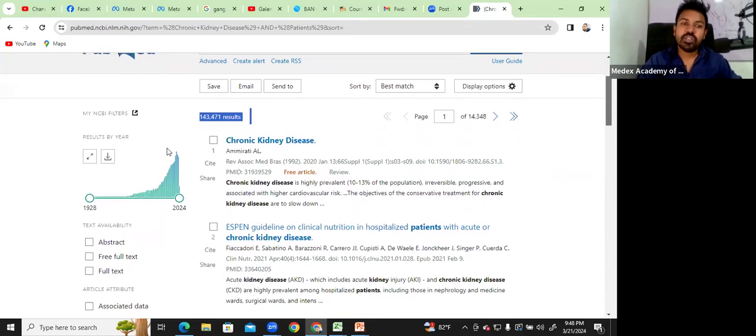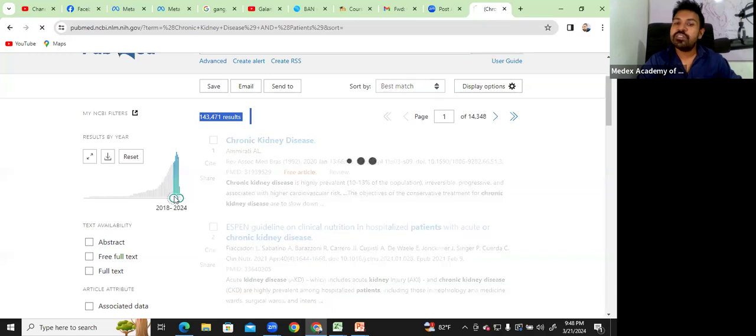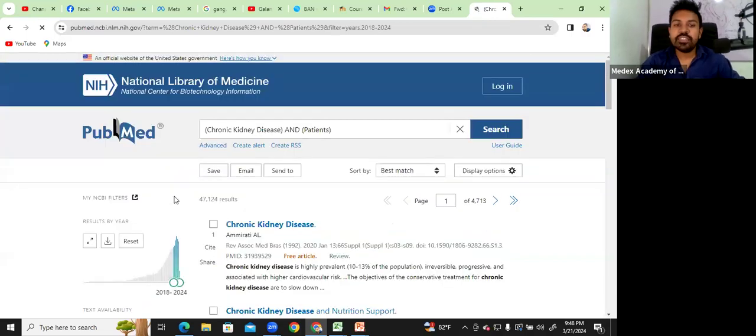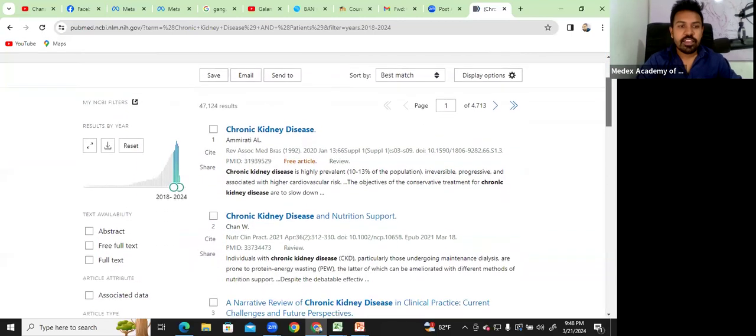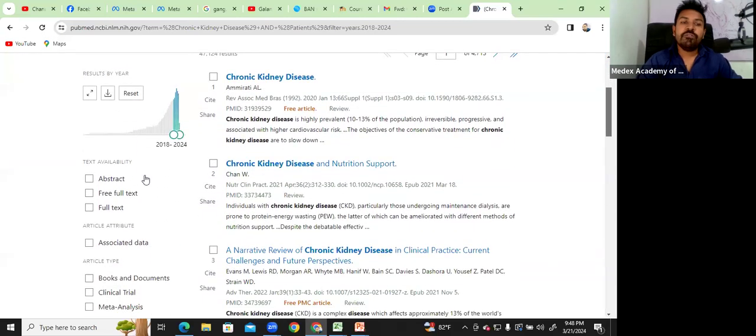What I told you is that it is better to have articles within 5 years. If there are a lot of articles, we don't make it from 2024, but from 2023; if I select only the last five years, it's nearly 2080. See how many articles now? There are about 47,000. Then I want only full text.